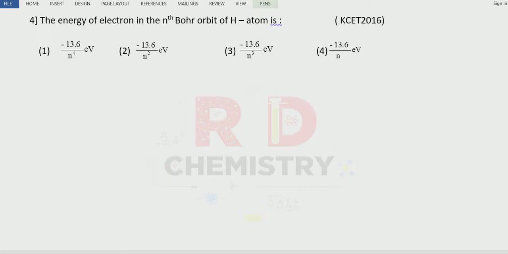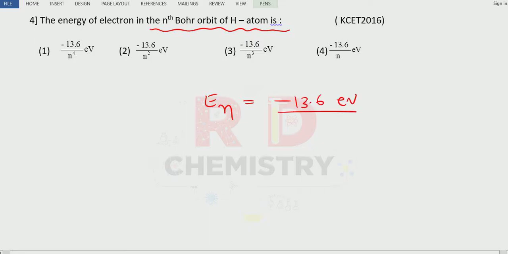Question number 4. Energy of the electron in the nth Bohr orbit of the hydrogen atom is a direct formula. Energy of any electron, in terms of electron volt, is equal to minus 13.6 electron volt divided by n square. For the first shell it is minus 13.6, and for other shells, second shell, third shell, fourth shell, you have to introduce n square. So what is the option number? Option number 2 is the answer. Okay, so you need to remember all the formula list.